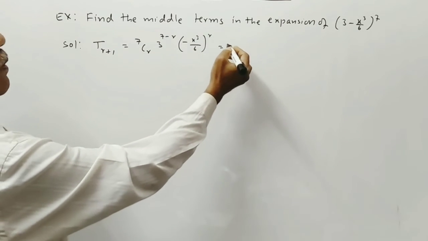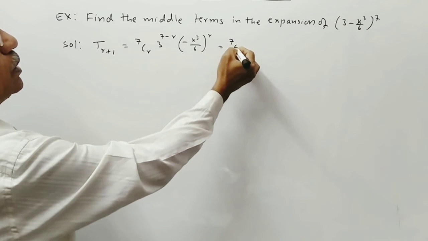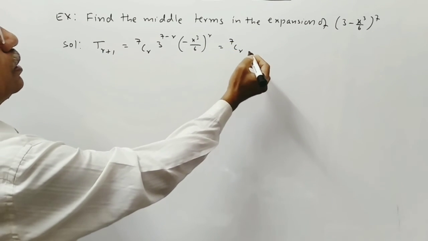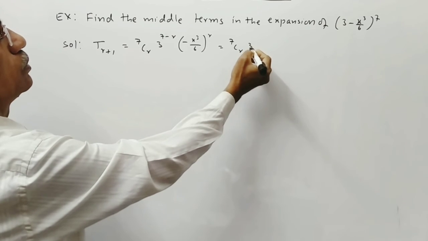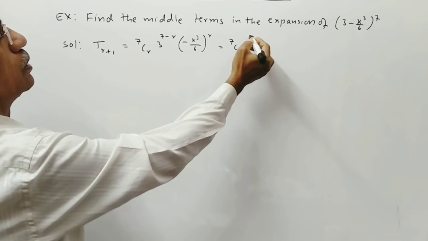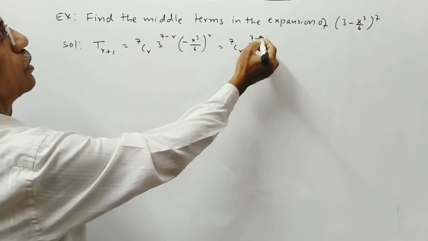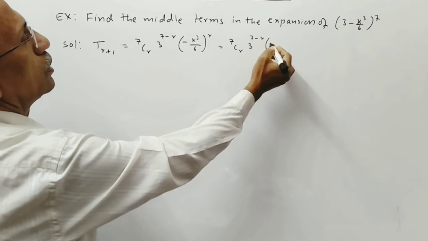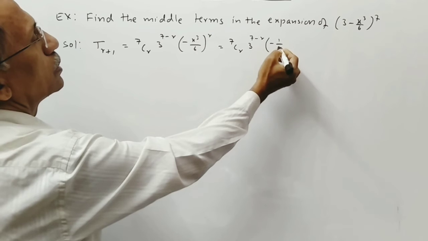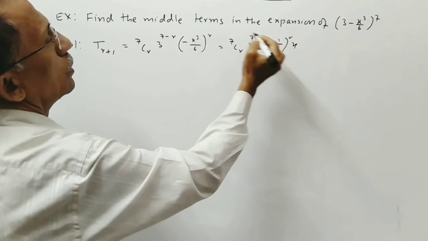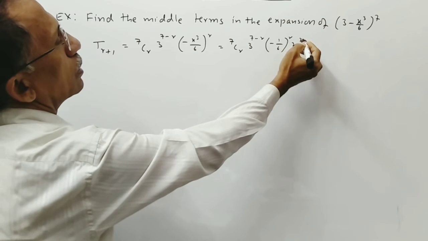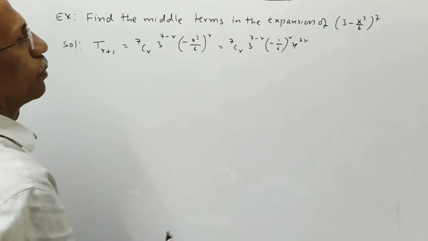is equal to 7Cr into 3 raised to the power 7 minus r into (minus 1 by 6) whole raised to the power r into x raised to the power 3r.